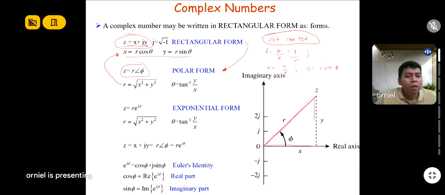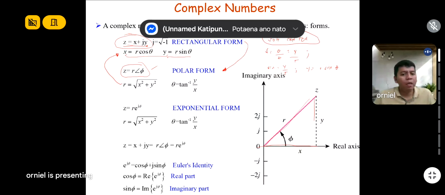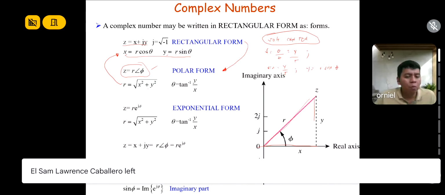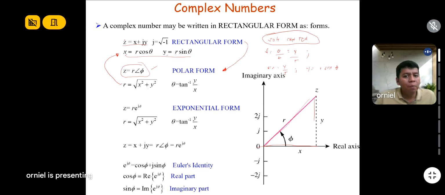Now, if the given is Z equals R angle theta, convert it into rectangular using the equations. Given r and theta, we can get the value of x, and likewise the value of y. So we get the rectangular form, with x and y, which is the impedance in rectangular form.